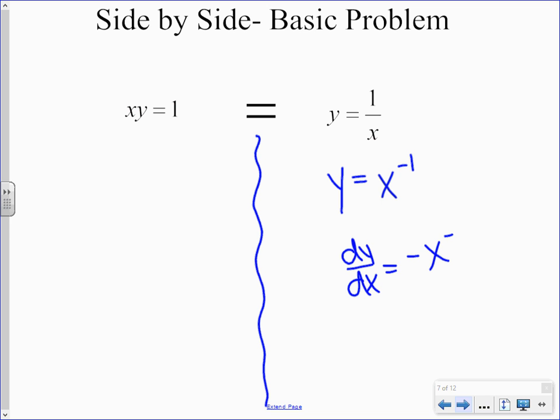Negative x to the negative second. And so sometimes we like to rewrite that as negative 1 over x squared.